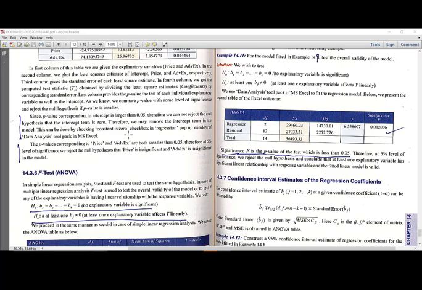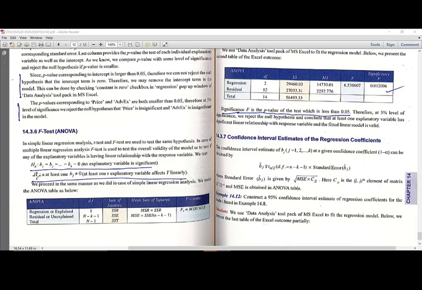Now coming to the F test. Here also we make this hypothesis: the null hypothesis B1 equal to B2 equal to, and so on, up to Bk equal to 0, meaning no explanatory variable is significant. The alternative hypothesis is that at least one Bj is not equal to 0, meaning at least one explanatory variable affects Y linearly. We proceed in the same manner as in simple linear regression analysis. We have regression or explained, residual or unexplained, and total: SSR, SSE, SST. MSR is SSR by k, MSE is SSE by n minus k minus 1, and the F ratio is calculated as MSR by MSE.